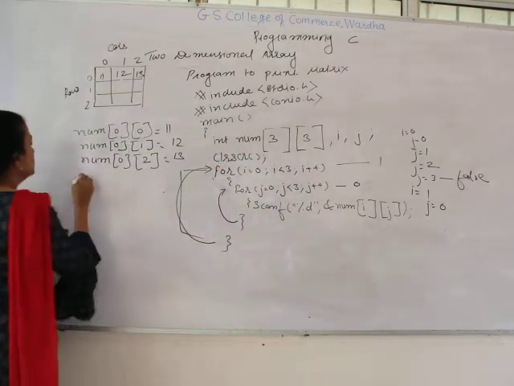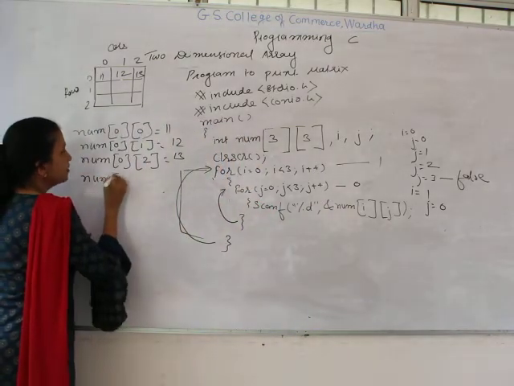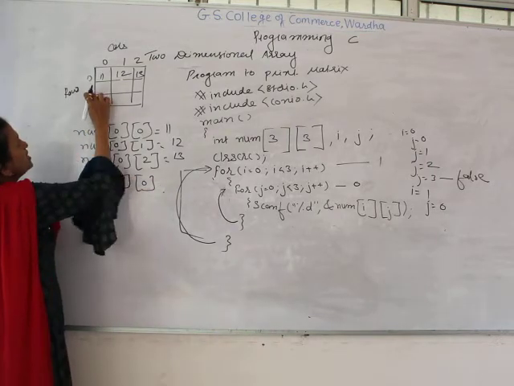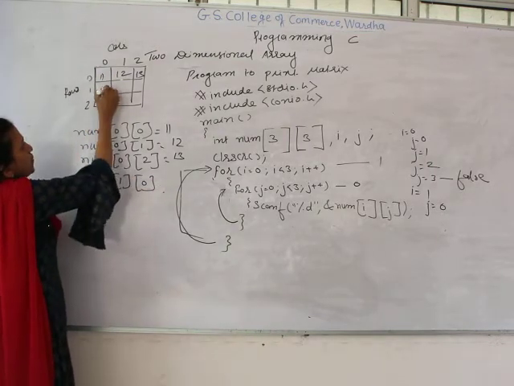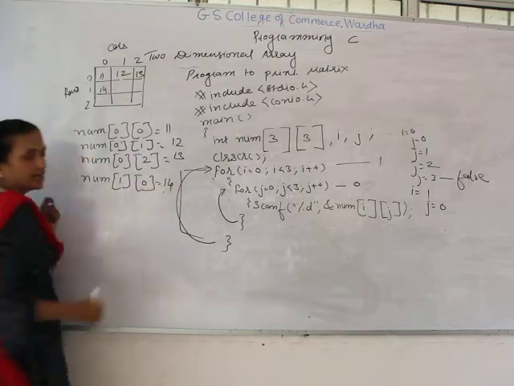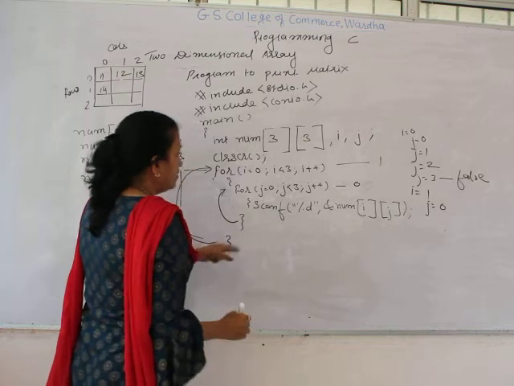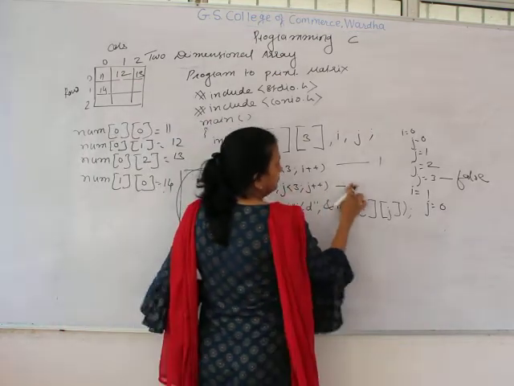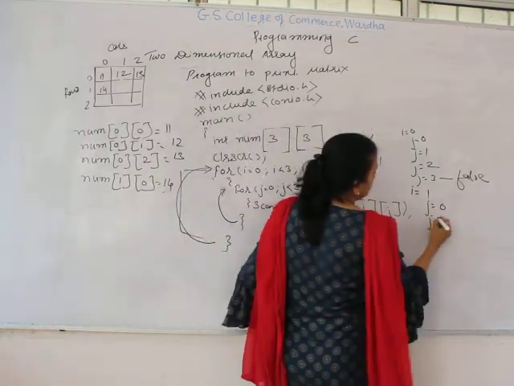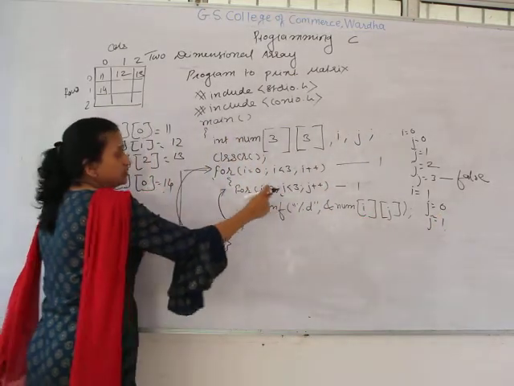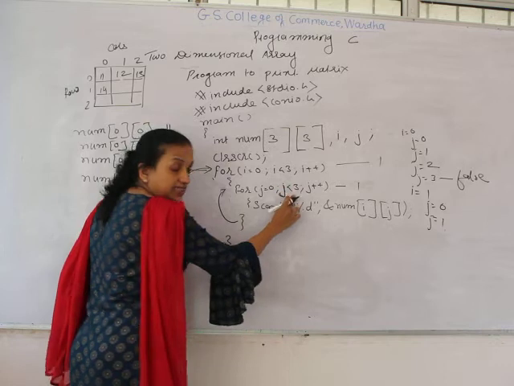So this time you read the value for num 1 0. So the row is 1 and the column is 0, that is 14. So here I am assigning the value 14. Right? So now the value of J is again 1. 1 is less than 3.